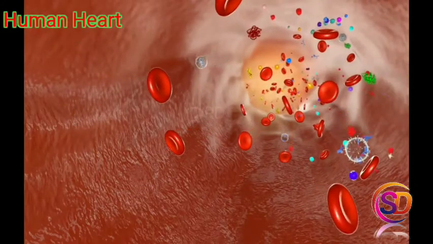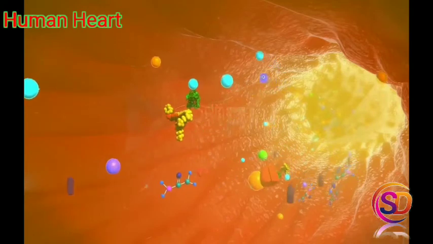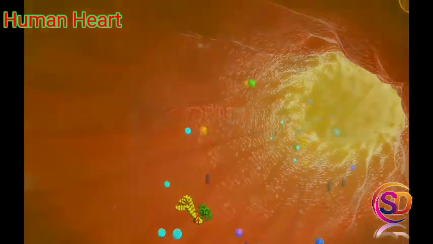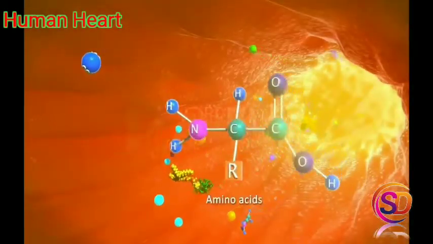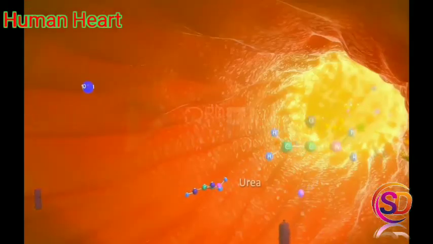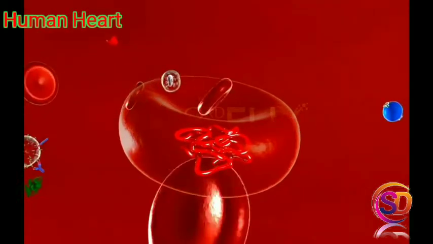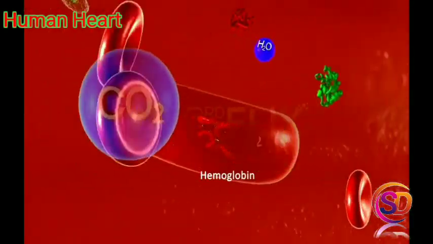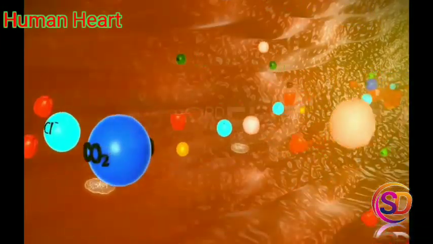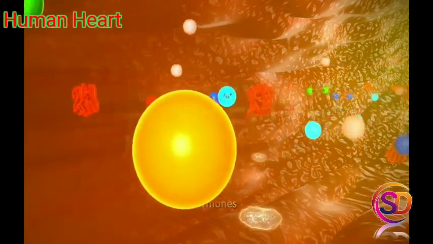It consists of a fluid matrix or medium called the plasma. The blood cells or formed elements are suspended in the plasma. The plasma transports nutrients, carbon dioxide, and nitrogenous waste products in dissolved form. Oxygen is transported by the RBC, bound to hemoglobin. Many other substances such as salts, vitamins, and hormones are also transported by the blood.